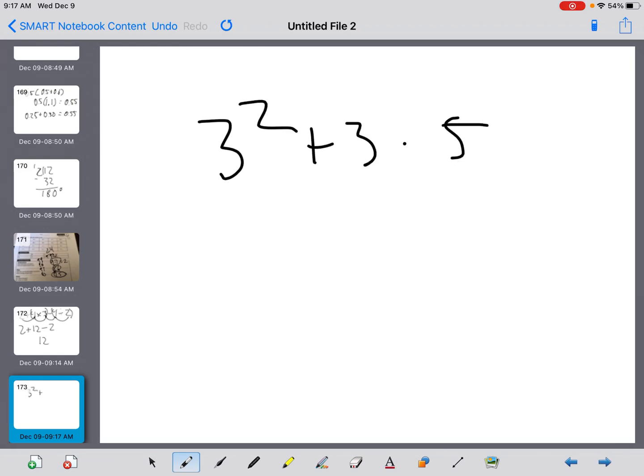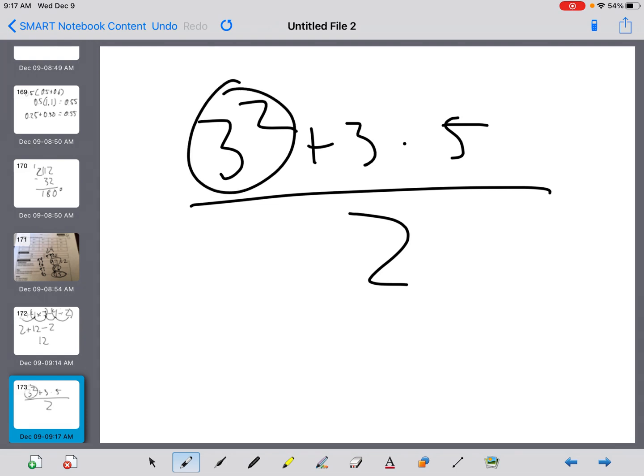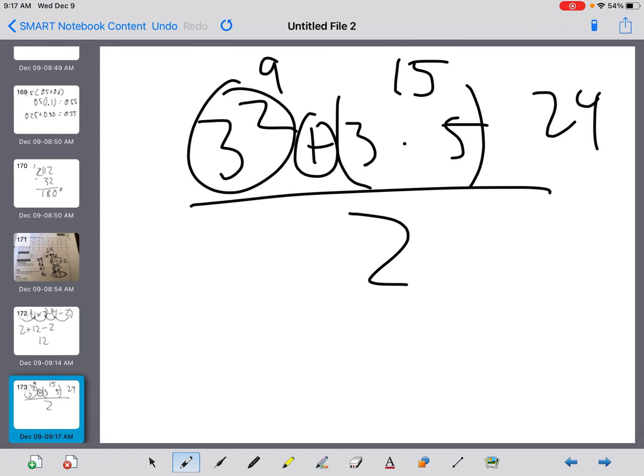Example 2, you have 3 squared plus 3 times 5, all of it divided by 2. Okay, exponent says do it first, so that's the first thing I do. That's a 9. Multiplication comes before this addition. So many times, guys, we do 3 squared is 9 plus 3. No, multiplication next. That's 15. Then I add 9 plus 15, and that gives me 24.